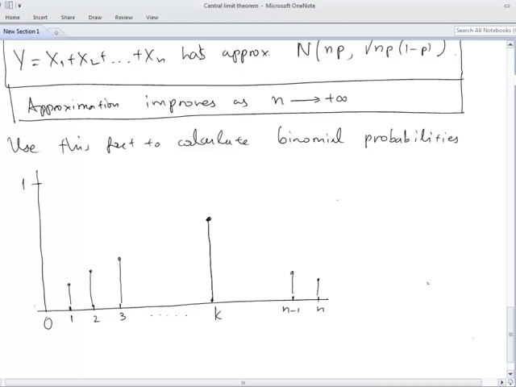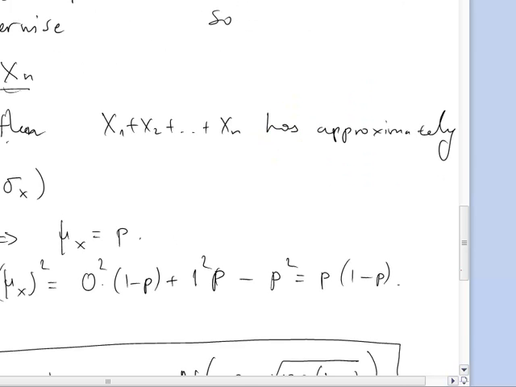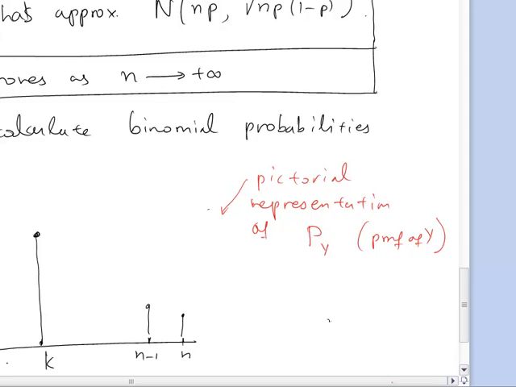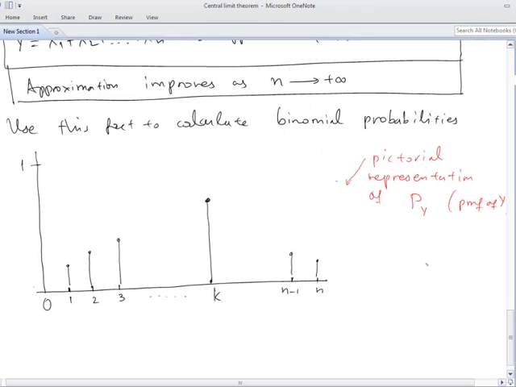Now, if I want to depict, or essentially to show pictorially what is the probability mass function of this binomial, here is the graph, not in the usual calculus sense, but here is the graph or the pictorial representation of the PMF. And let's use again pictorial representation of the PMF of Y.